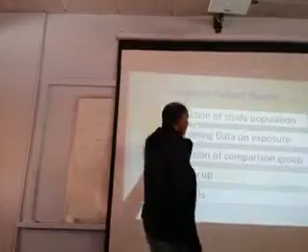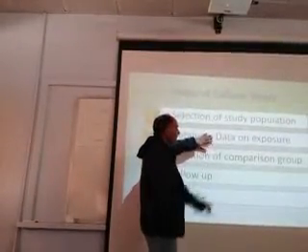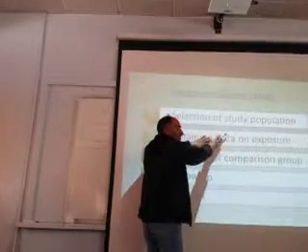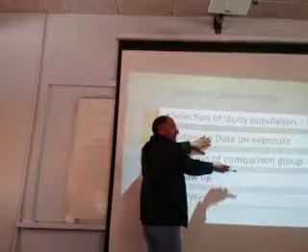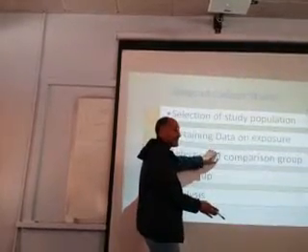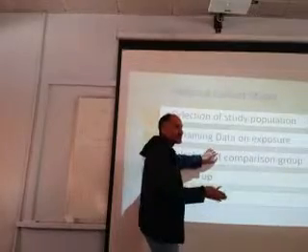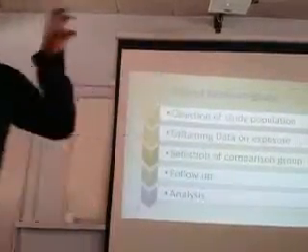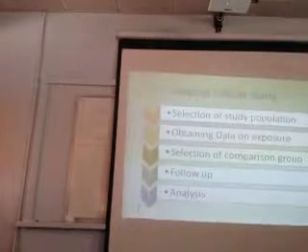First, selection of study population. This population, we divide them in 2 groups. A group which is exposed, a group which is unexposed. But if you take only a study population exposure group, then you have to find out an unexposed comparison. That's why I put in 2 steps. Otherwise, it's 1 step only. General population, exposed, unexposed.